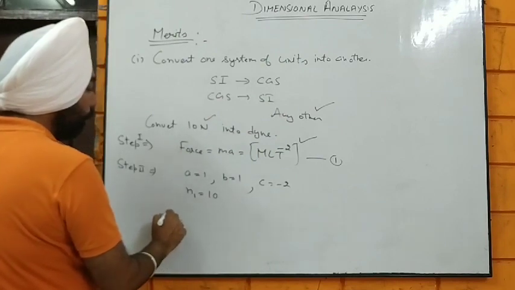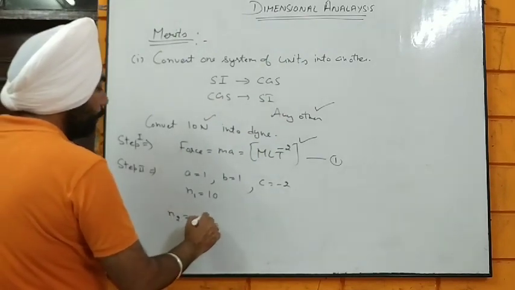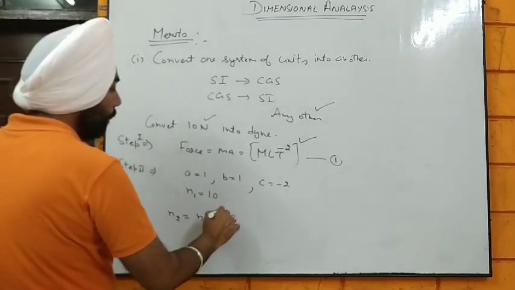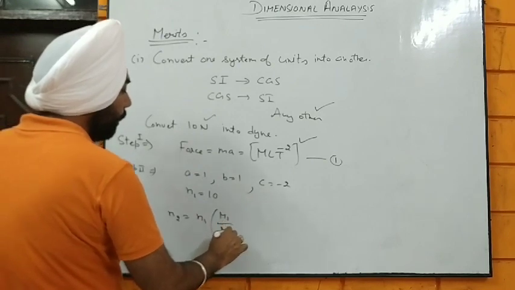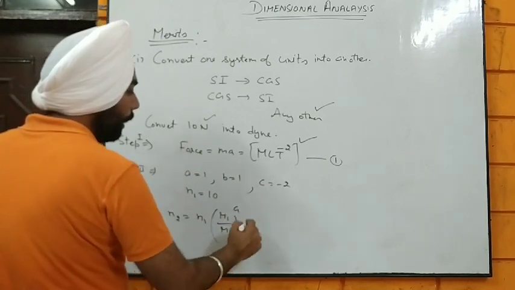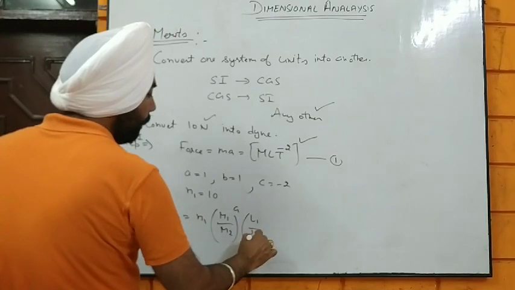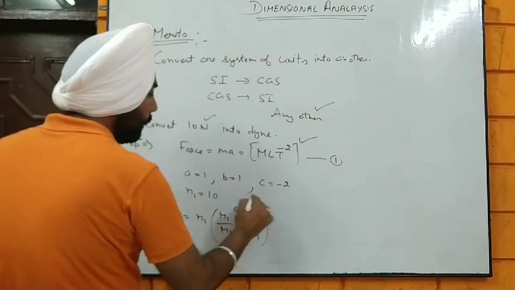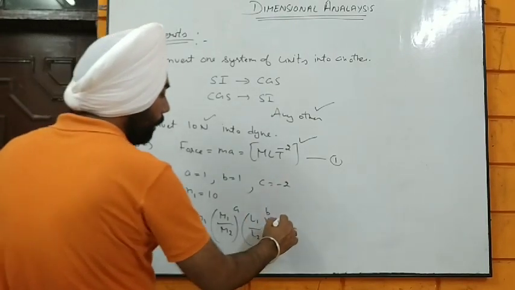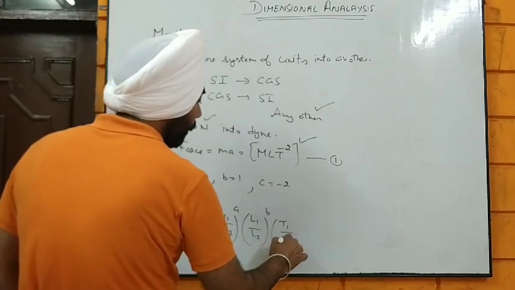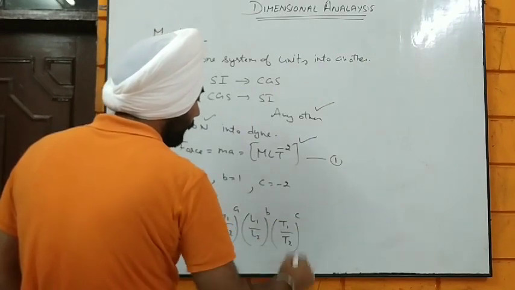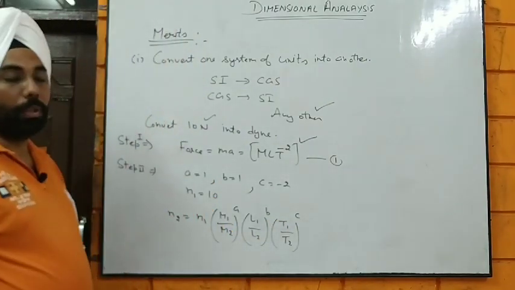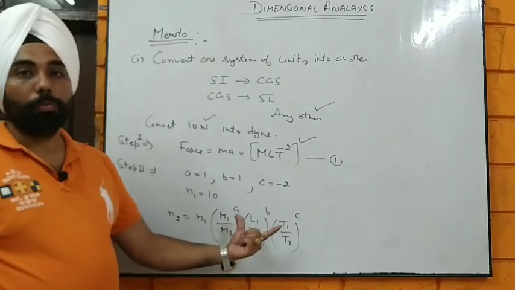The shortcut formula is n2 is equal to n1 times M1 upon M2 raised to power a, L1 upon L2 whole power b, and similarly T1 upon T2 raised to power c. Now, how can we derive this formula?